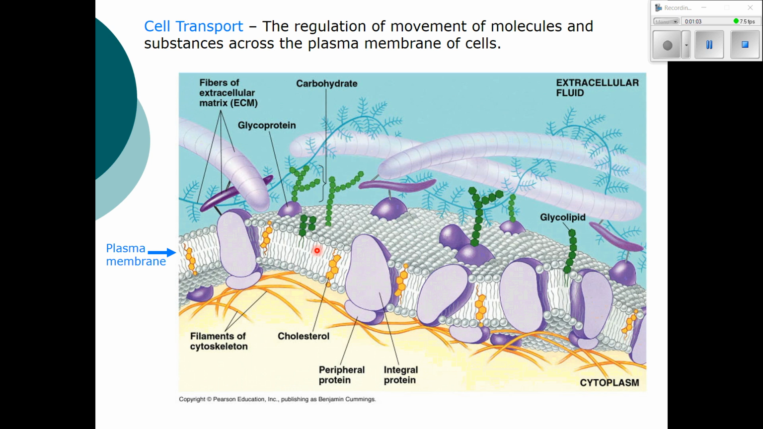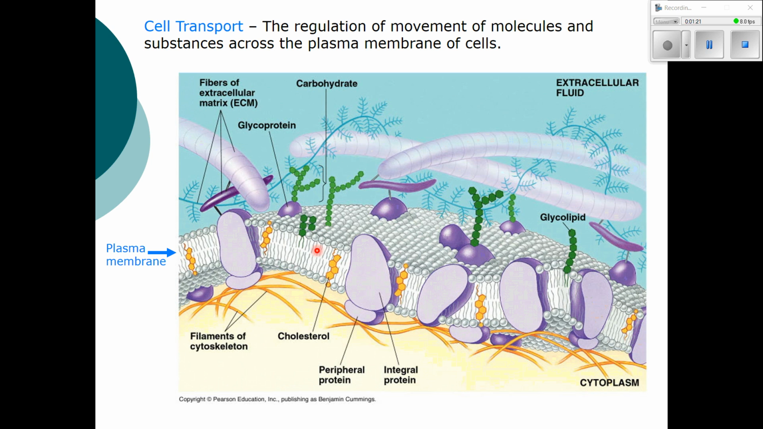There's two things that can be said of all plasma membranes. Number one, it is a fluid mosaic structure. I'll explain that in a moment. And number two, the plasma membrane is selectively permeable.